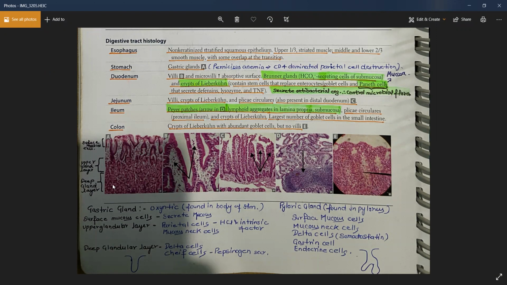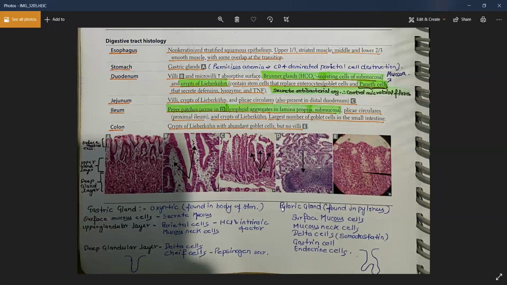So chief cells are found in the deep glandular layer, and in the upper layer you will have the parietal cells and the mucous neck cells. In the case of the pyloric gland, you will have the gastrin cells and the delta cells for the somatostatin, not the chief cells or the parietal cells. So this is a differentiating feature between the pyloric gland and the oxyntic glands. Do not confuse between these two.